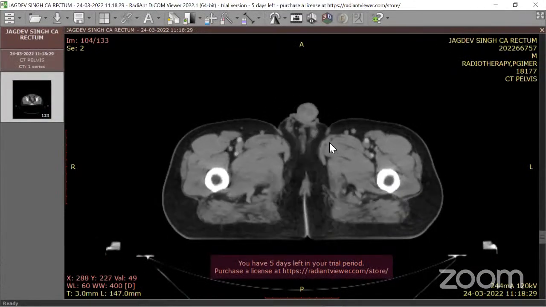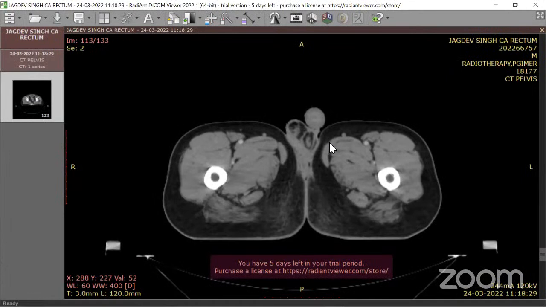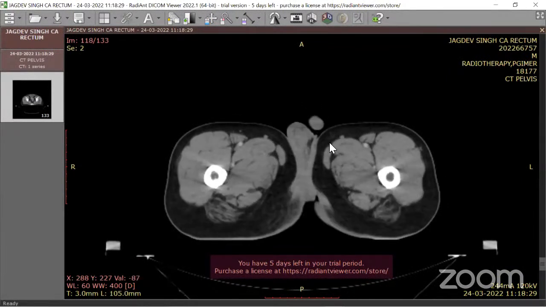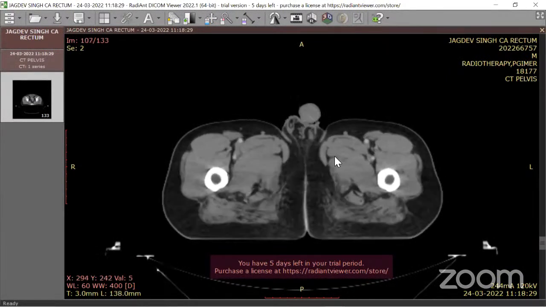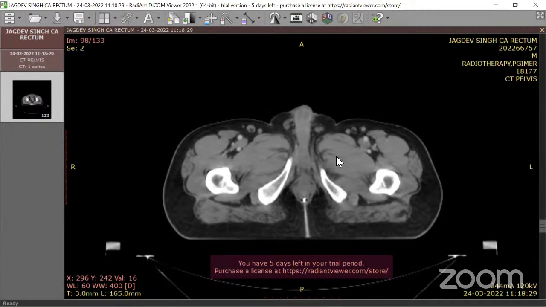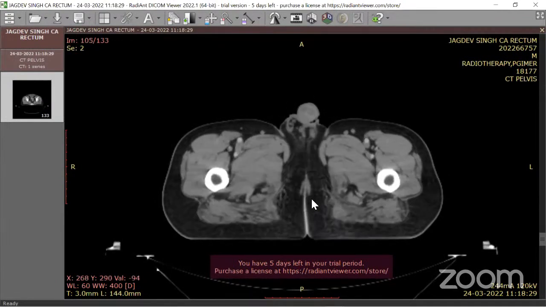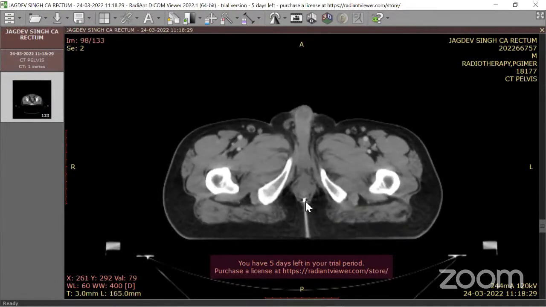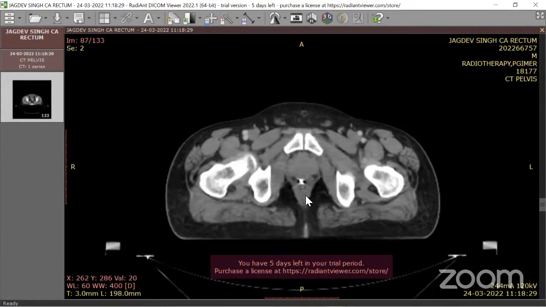Yeah. Okay, fine. So this is a planning CT scan of a carcinoma rectum case, which is planned for neoadjuvant treatment. We had simulated from the L2 L3 junction to 4 centimeter below the lesser trochanter with a slice thickness of 3 mm. And prior to simulation, we had kept a marker at the anal verge. And then we had done a digital rectal examination and we had kept a marker at the lower border of the growth.